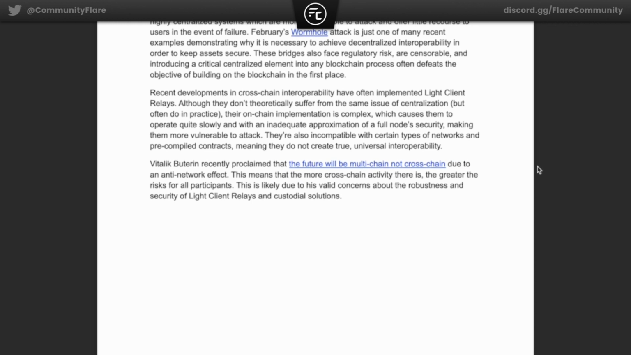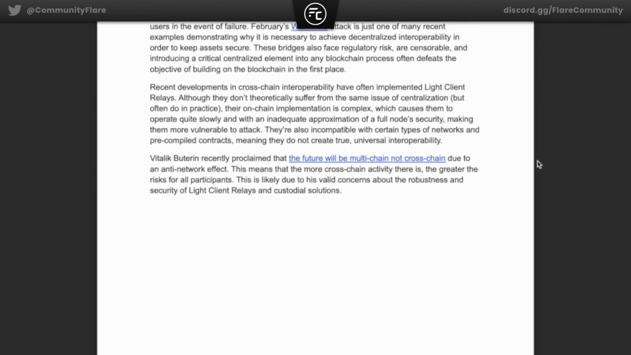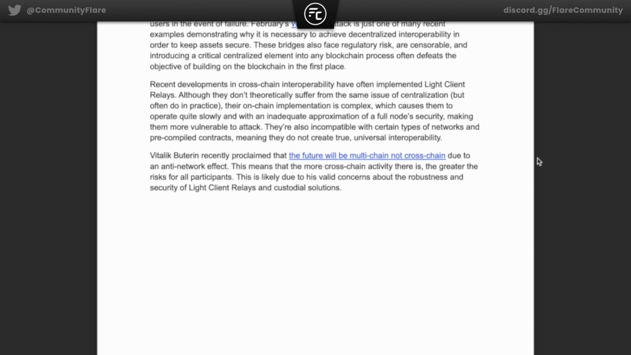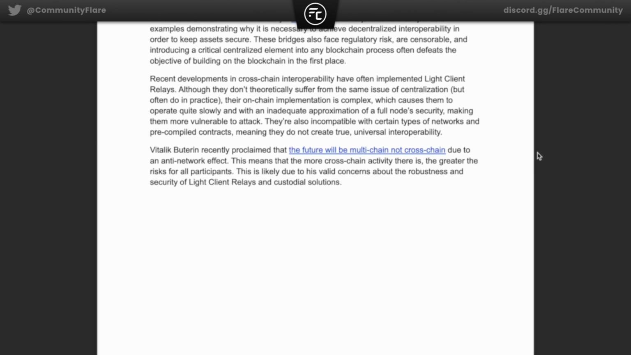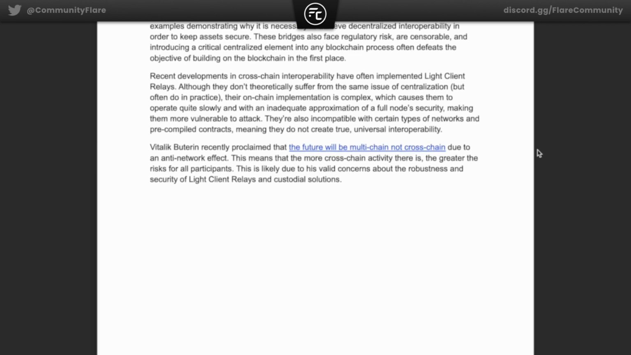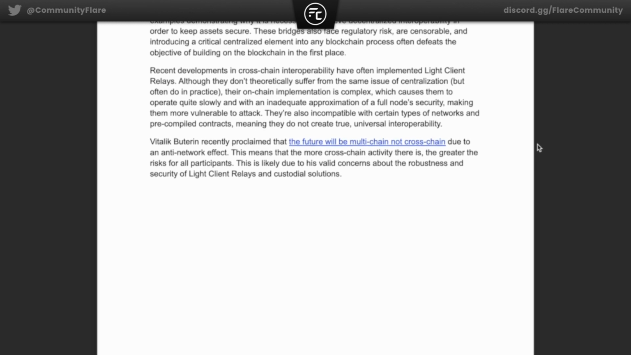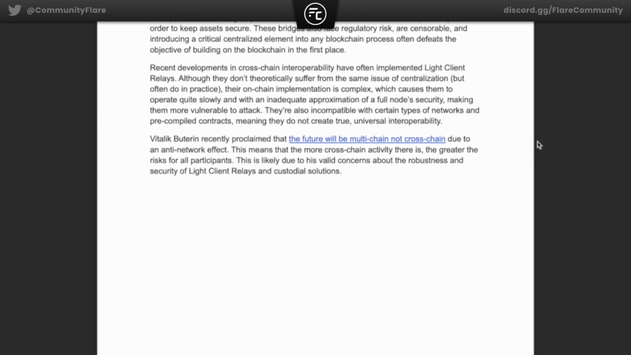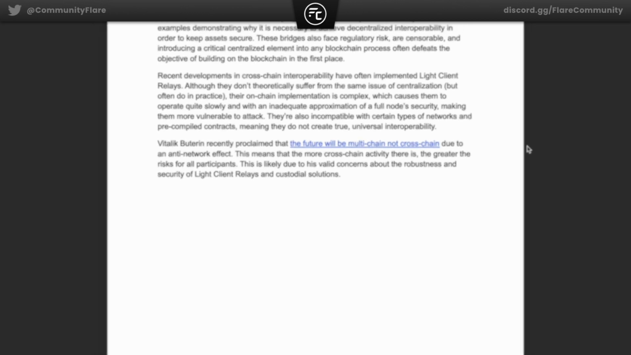Vitalik Buterin, one of the creators of Ethereum, recently proclaimed that the future will be multi-chain and not cross-chain due to the anti-network effect. This means that the more cross-chain activity there is, the greater the risk to all participants. This is likely due to his valid concerns about the robustness and security of light client relays and custodial solutions.